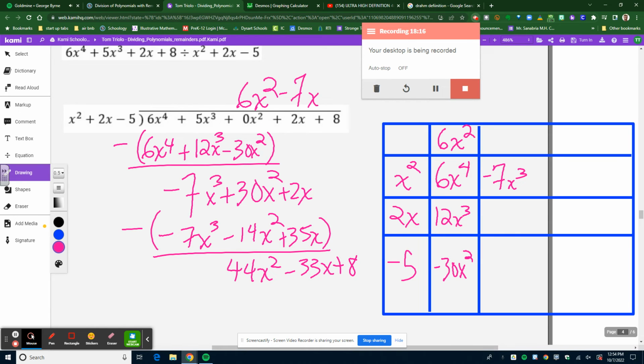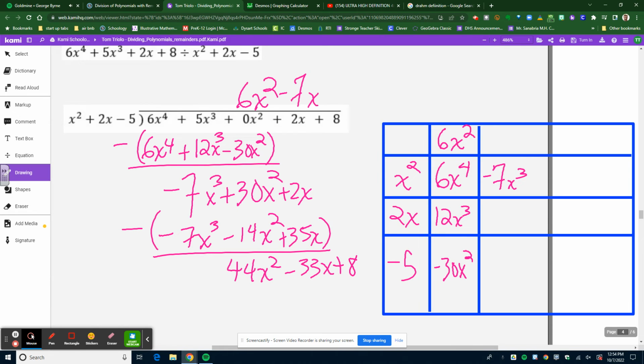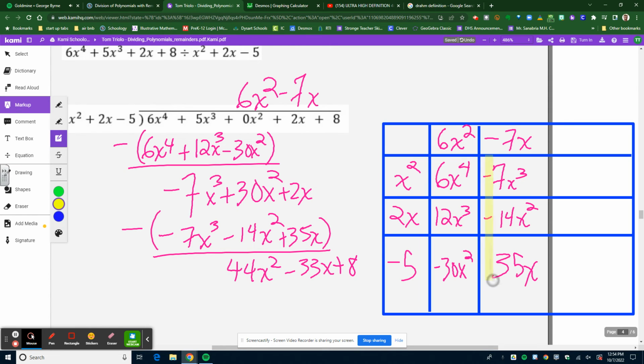Here, let's take a look. Box method. So we've got the 12 and the negative 7, so that's this negative 7x, which we already have right here. Negative 7x times that one is negative 14x squared, and negative 7 times negative 5 is positive 35x. Do you see that that column is the same as this row? They shouldn't be different, right? I'm just dividing using different methods, but the process is going to be the same.